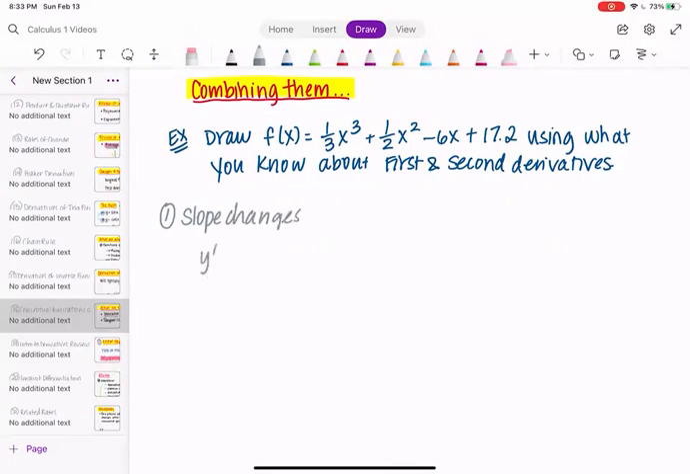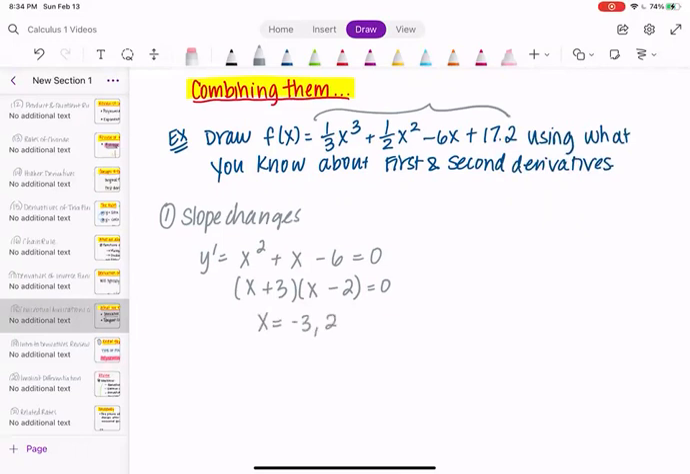But let's look at y prime. We know that that's going to be x squared plus x minus 6, right? Because that's just taking the derivative of this piece here. I'm going to set that equal to 0. What's nice is that that factors pretty well. So we're going to get x plus 3, x minus 2. So what did I just do? x plus 3. So we're going to get x equals -3 and +2.